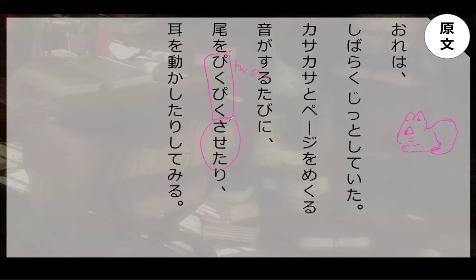You know, like, what suru means? Twitch. Okay, so it's twitching a muscle, and then sase tari. How did suru turn into saseru? So this is the causative form of suru. Yes, the main character causes the tail to biku biku.